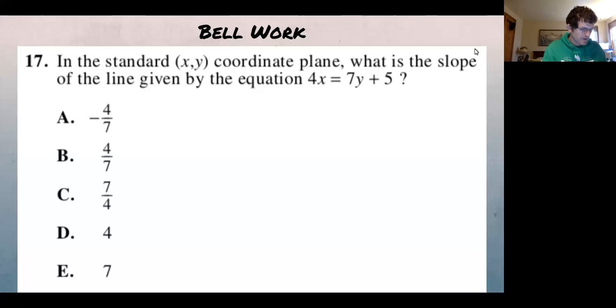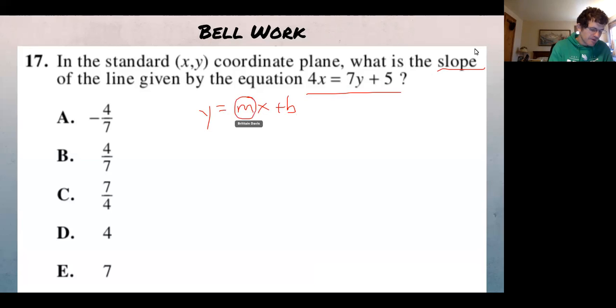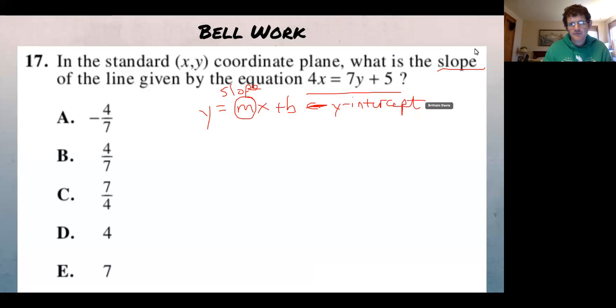We've got this equation given to us, and they want us to find the slope. Now, hopefully what you guys remember is that the slope can be found if you have the equation in this form, y equals mx plus b, then you know that m is your slope, and this b is your y-intercept. So we don't actually care about the y-intercept here, but it will have one.